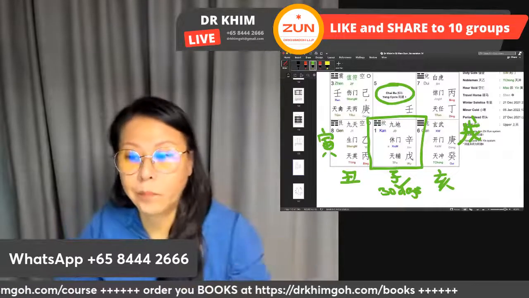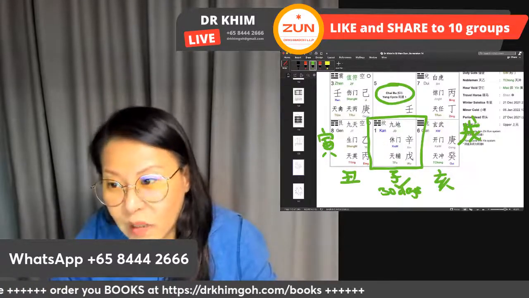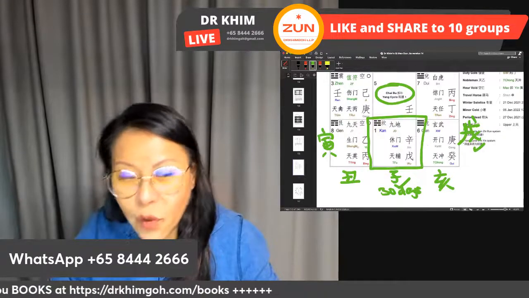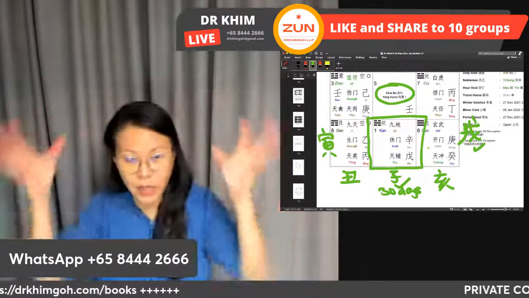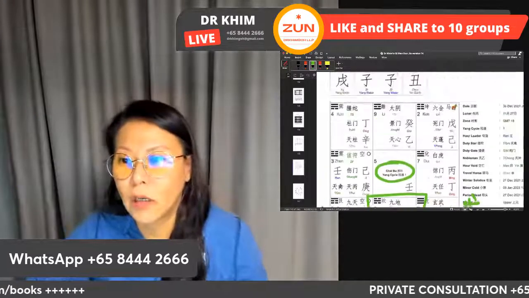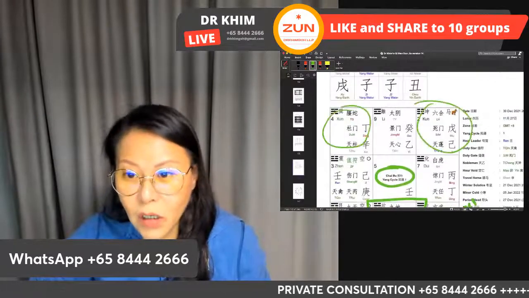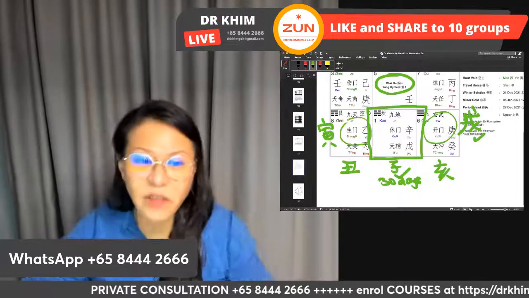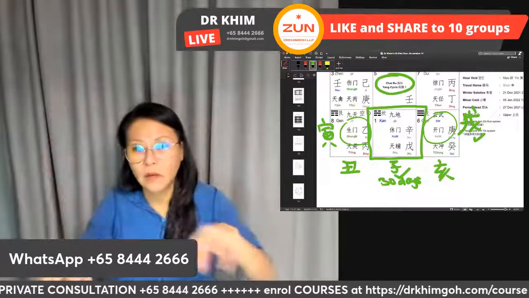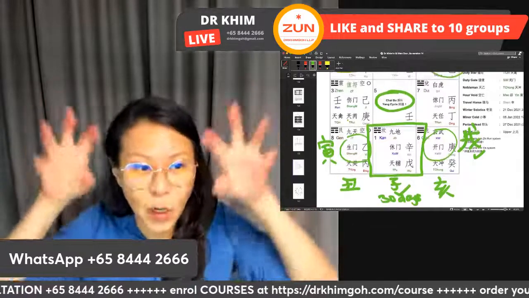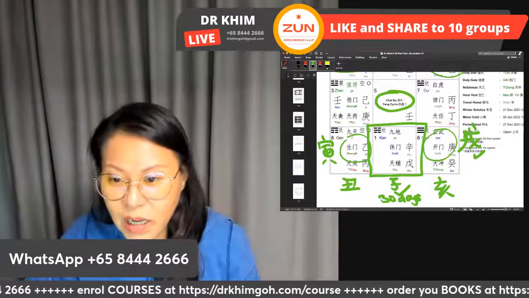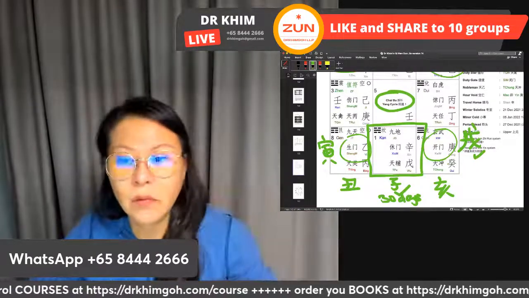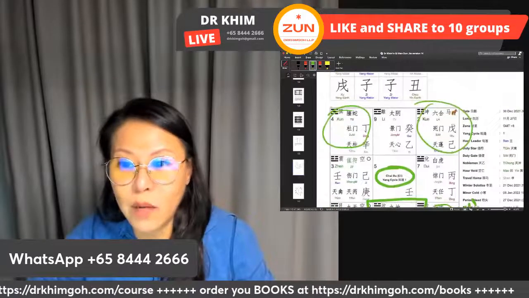So, when we come to this, we call si wei, which means the four corners. This corner, this corner, this corner, this corner. These are called si wei gong, four corners. The si wei gong, the four corners, usually reside two animals, two animals at the side.